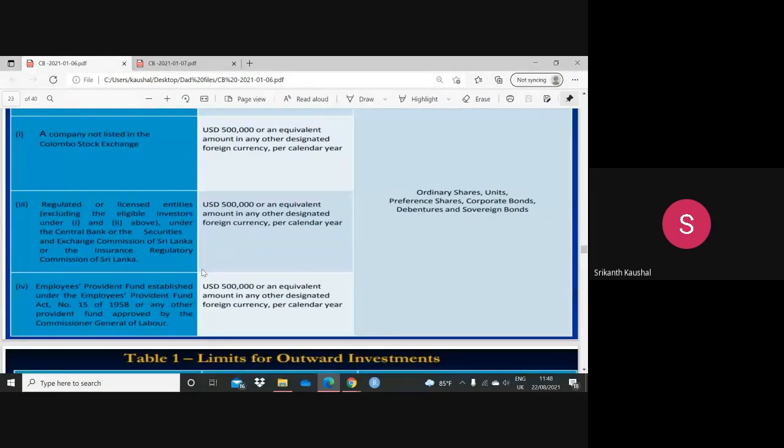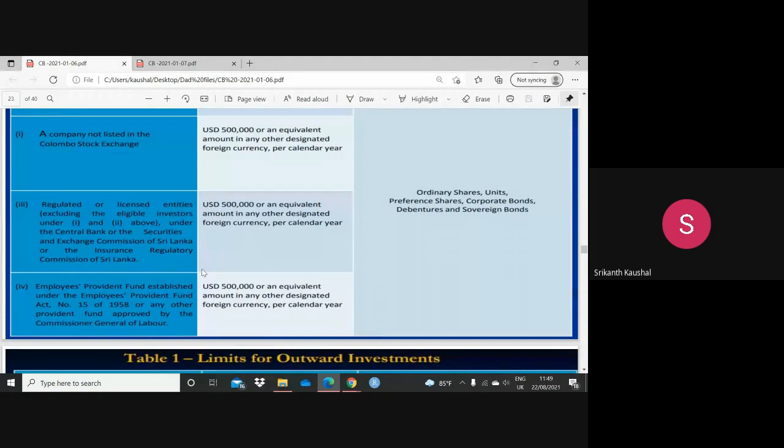Then employee provident fund, EPF, right? They are also permitted up to 500,000 per calendar year. But remember, what can they invest in? See the last column. They can invest in ordinary shares, units, preference shares, corporate bonds, debentures, sovereign bonds. What do you mean by sovereign bonds?